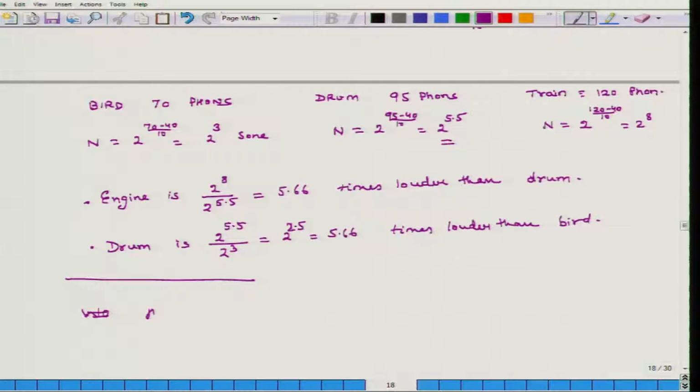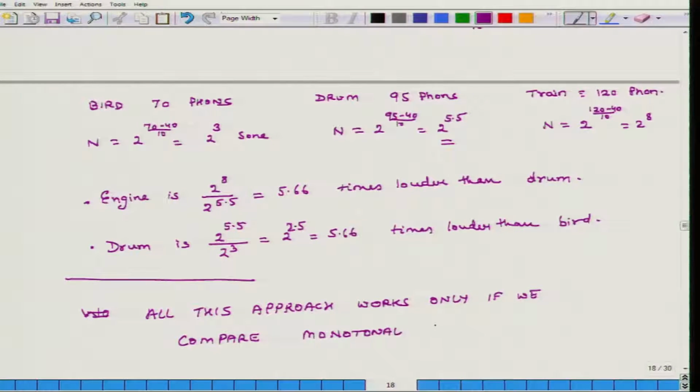So, all this approach works only if we compare monotonal noise. What does that mean? That if the noise has only single tones, then we can compare sound A versus sound B and do all that. But if sound has all sorts of noises, then things become more complex.